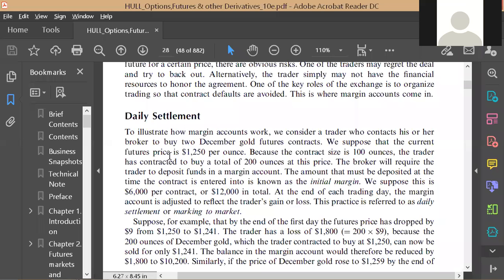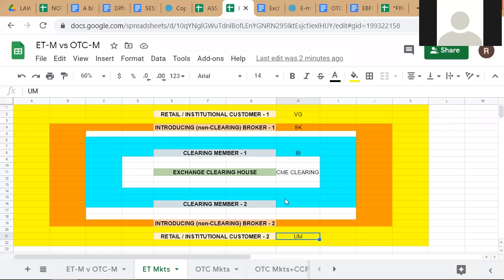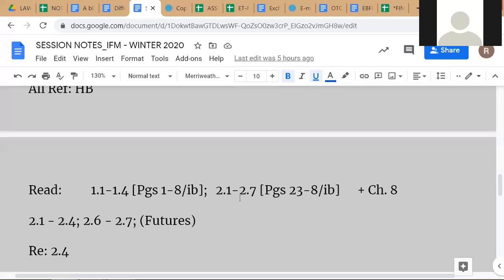Okay, so that is all mentioned here in daily settlement. Okay, and so there are some statements you'll find here. Let me make a comment about a couple of statements that we have here before we go on with our discussion. I think I've mentioned it here.